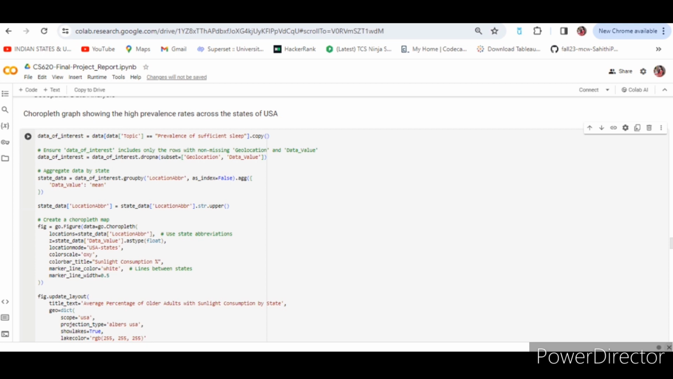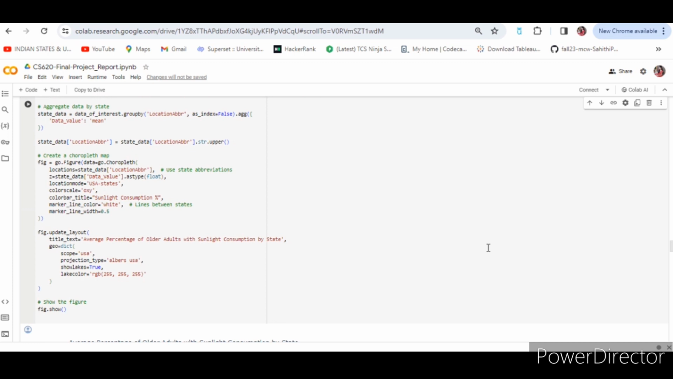And also, there is a research study that sunlight consumption is directly proportional to non-occurrence of Alzheimer's disease. It means if you get more sunlight in an area, or if you are exposed to more sunlight, then according to research, the occurrence of Alzheimer's disease is less.